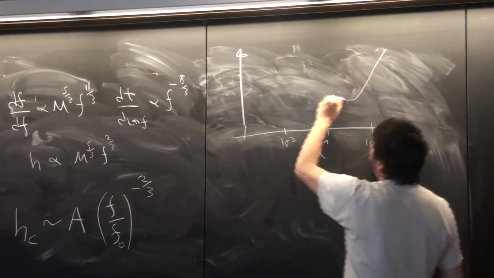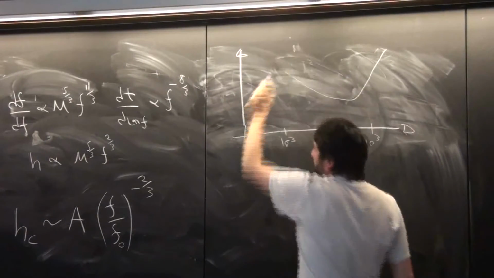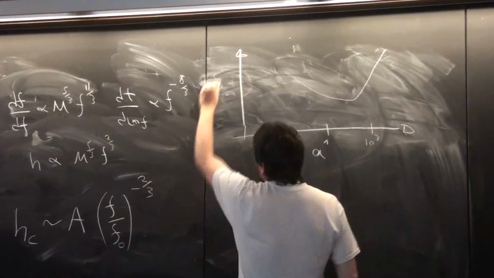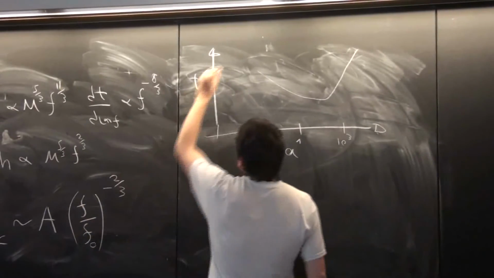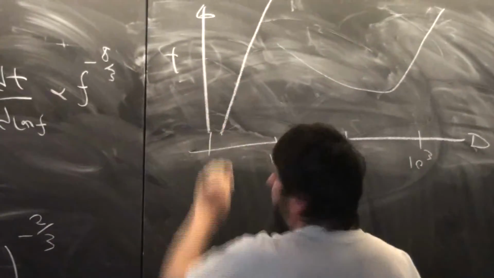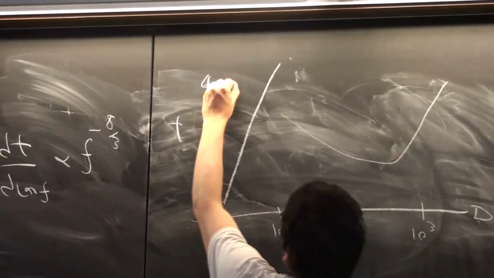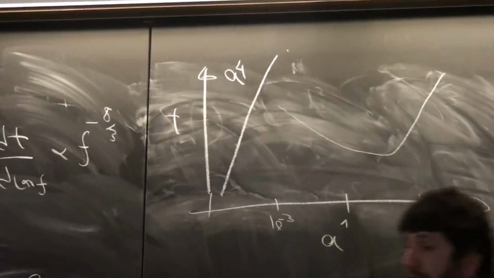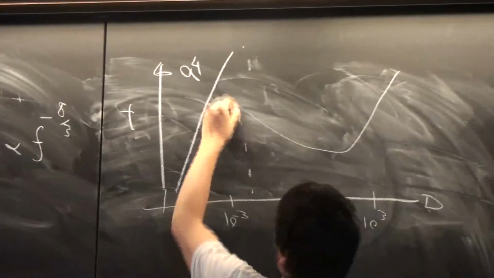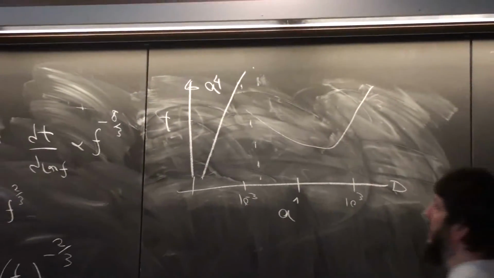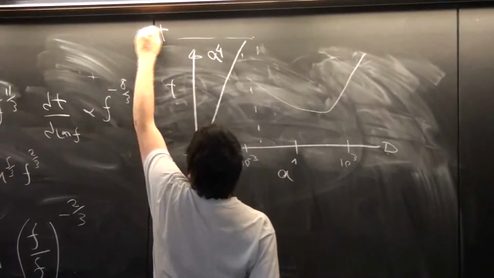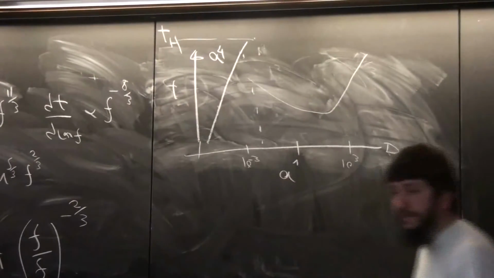Okay, so you just have this, and this is the time to merge the binary. So the gravitational wave emission stage is something that goes like this, and this is a to the 4. Okay, so if you go beyond 10 to the minus 3, well, 10 to the minus 2 separation, basically this time becomes longer than the other time. Okay.